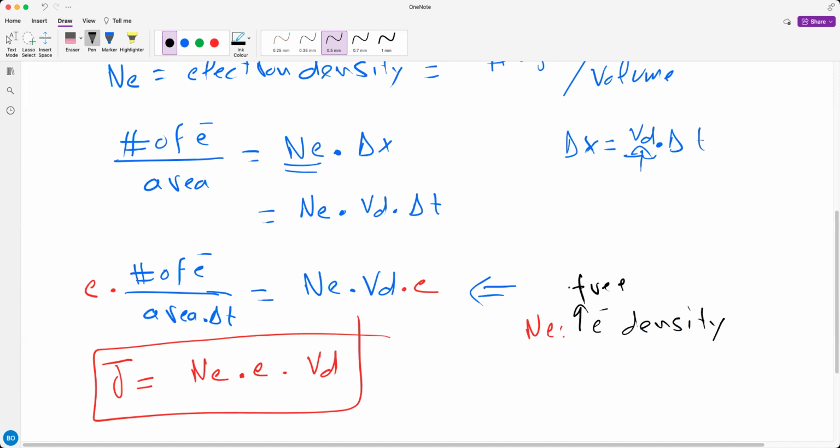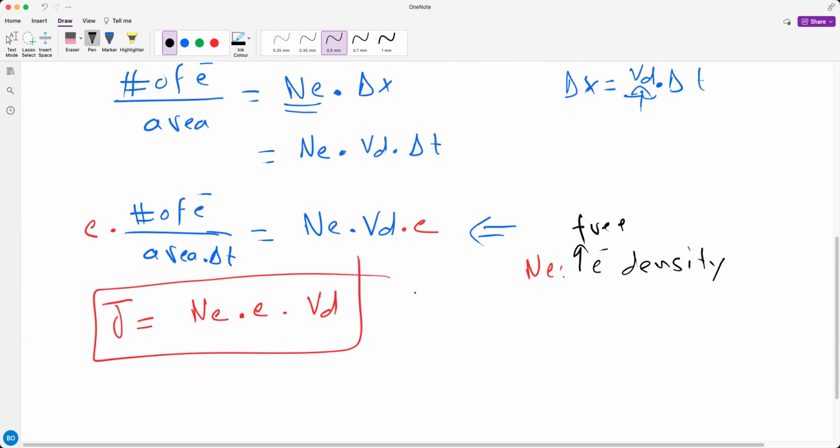Free electrons means the density of electrons that can move. They can move. And of course, the unit is ampere per meter squared. Any question?